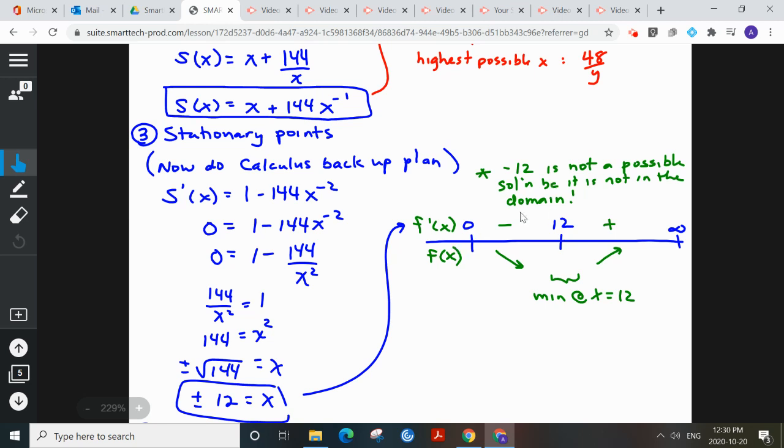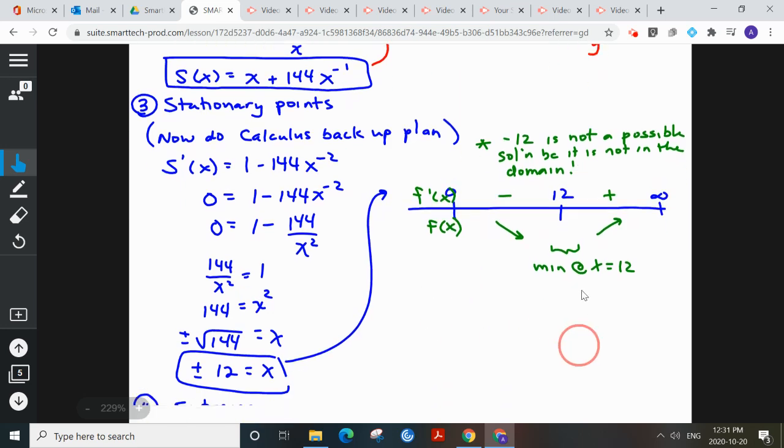So we know our number has to be somewhere between 0 and infinity, but 12 is a critical number. I'm going to plug in possible values and determine if my derivative is positive or negative. If I substituted in, say, 10 into my derivative, I would get a negative value, which would indicate that my function is decreasing. And if I plug in a number larger than 12 into my derivative, I would find that my derivative is positive, which indicates that my function is increasing. That means that since I'm going from decreasing to increasing, I must have a minimum at x equals 12.